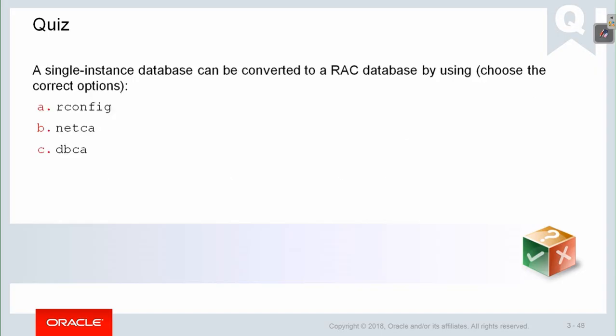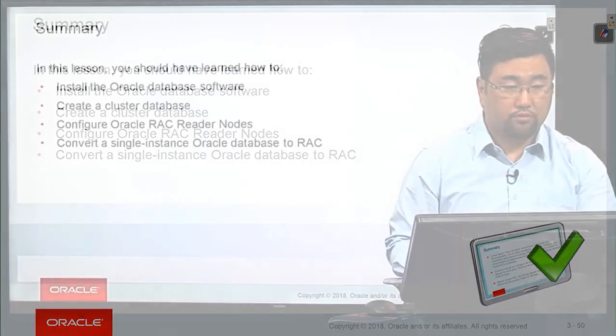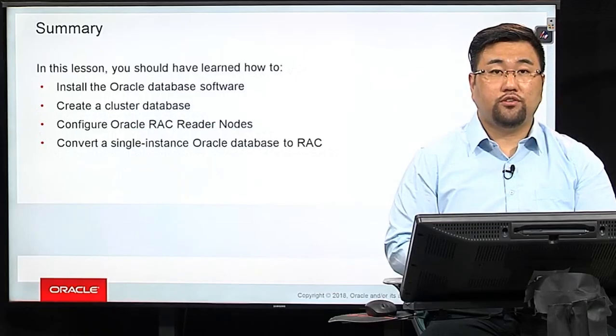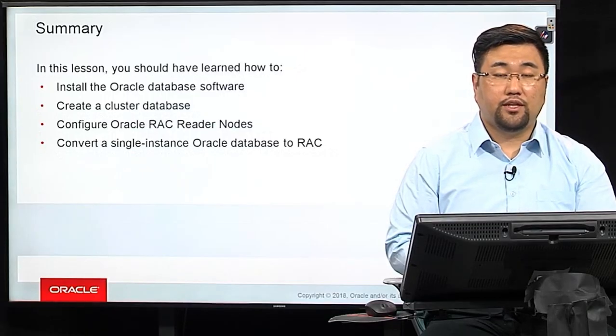And a single instance database can be converted to a RAC database by using either rconfig or DBCA. By using a template, we can convert a single instance database to a RAC database. Okay, so this is the last part of lesson 3.